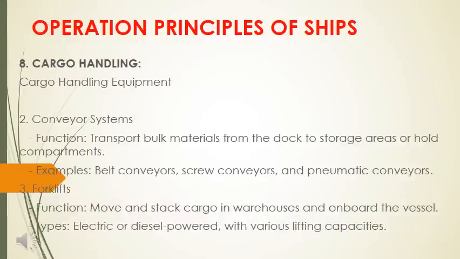The second is conveyor systems. Conveyor systems are used to transport bulk materials from the dock to storage areas or hold compartments. Examples include belt conveyors, screw conveyors, and pneumatic conveyors. Number 3, the use of forklifts. Forklifts move and stack cargo in warehouses and on board the vessel. The types include electric or diesel-powered forklifts with various lifting capacities.